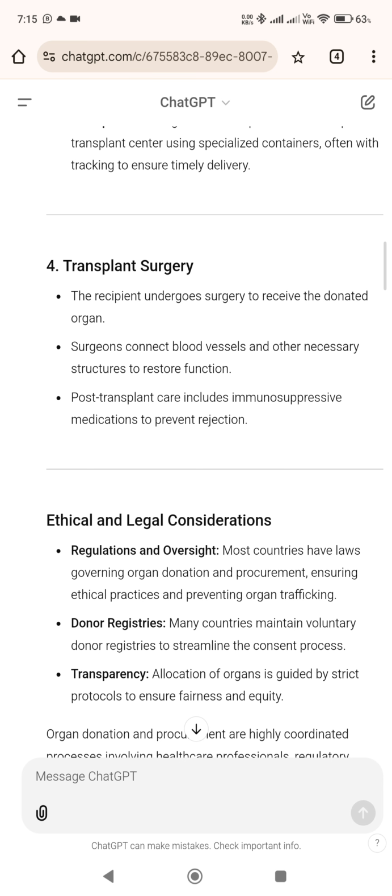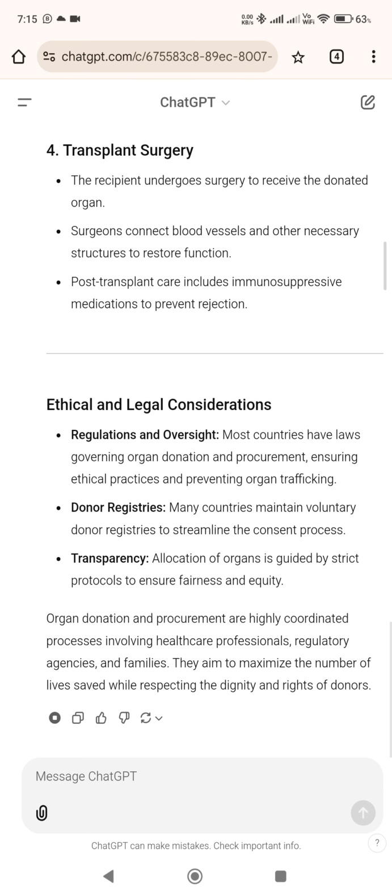Ethical and legal considerations. Regulations and oversight. Most countries have laws governing organ donation and procurement, ensuring ethical practices and preventing organ trafficking. Donor registries. Many countries maintain voluntary donor registries to streamline the consent process. Transparency. Allocation of organs is guided by strict protocols to ensure fairness and equity.